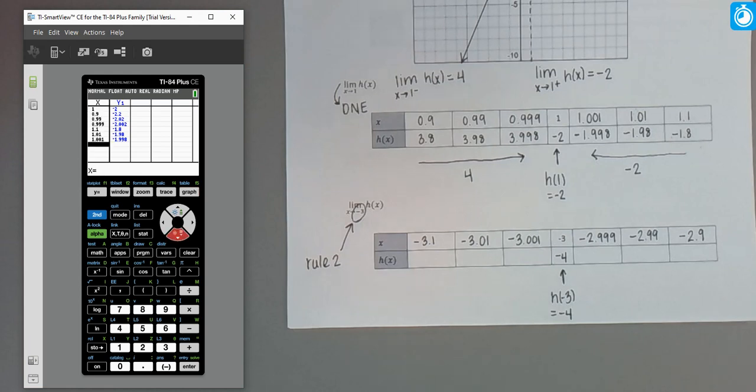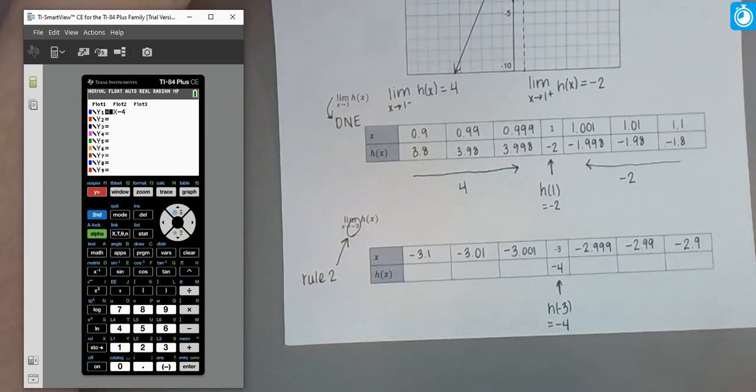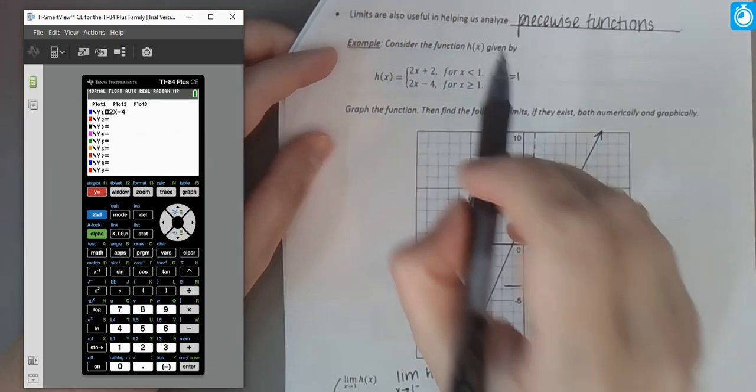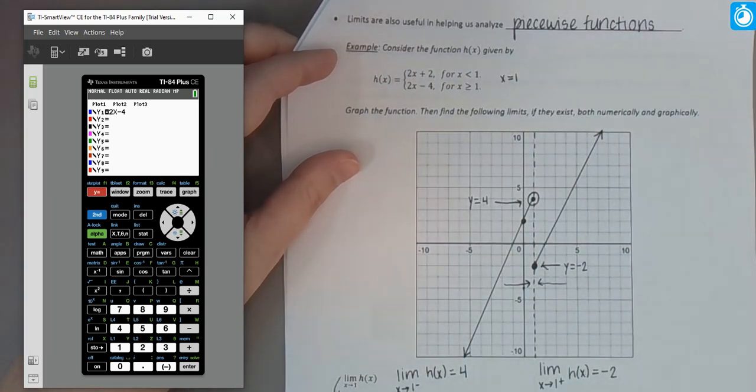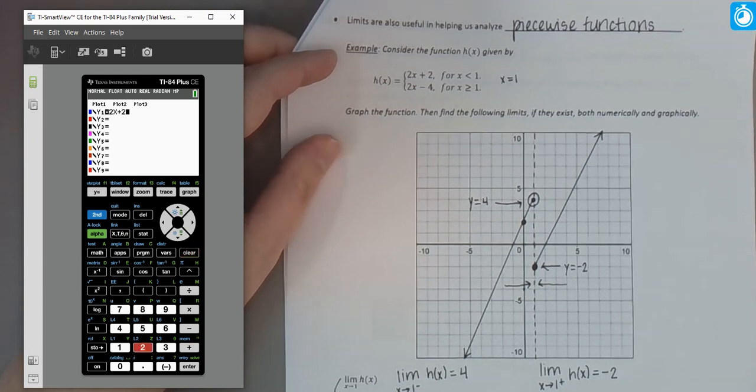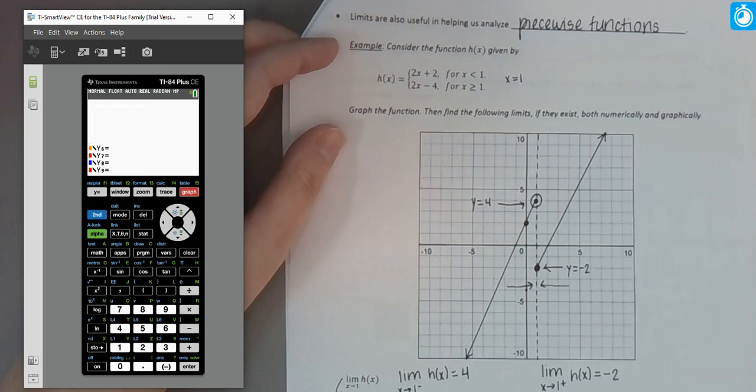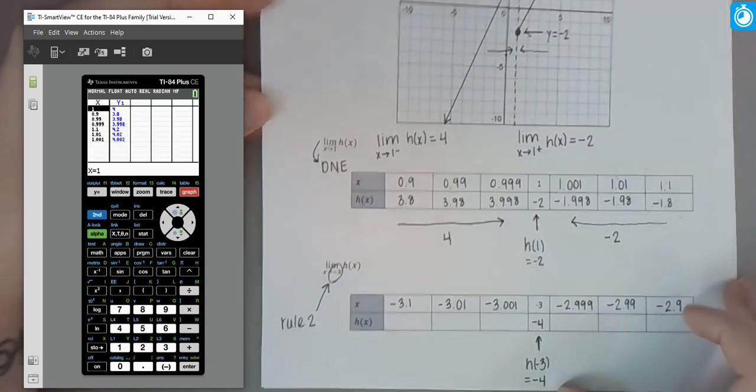Now we want to analyze what's happening to the left. What's the problem here though? Remember, we need to double check the rule. Let's make sure we're using the correct rule. Here we're talking about x equals negative 3, which means we want to use the first rule. So we're going to delete what we already have in the calculator and put in the correct rule to follow. 2x plus 2 is the rule that we're going to follow. And let's go back into the table.